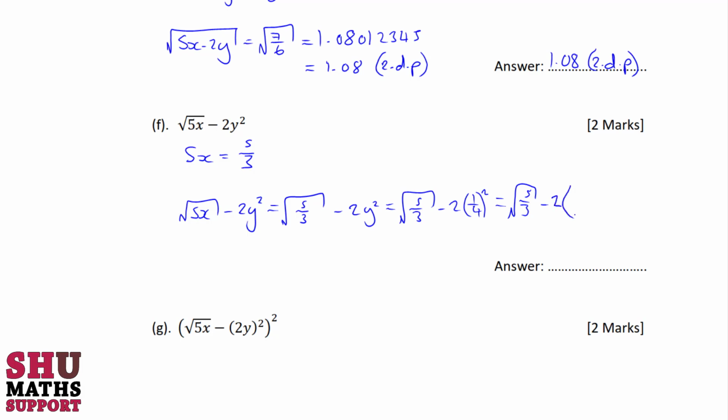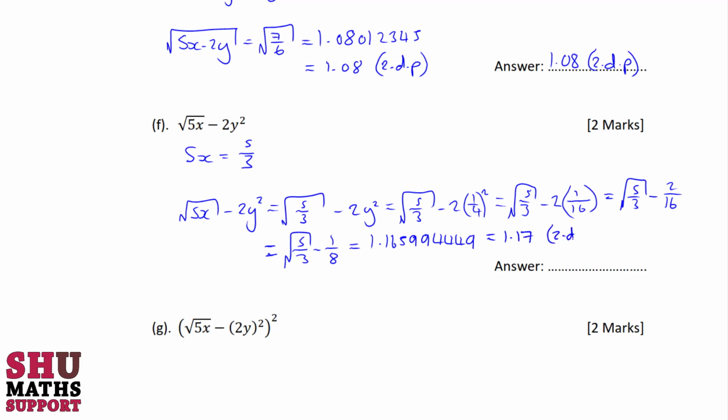Then this is equal to the square root of 5 over 3 minus 2 times, and then we have a quarter squared, so we can just square the numerator and square the denominator. So 1 squared is 1 and 4 squared is 16. So we have 2 times 1 over 16. Then this is equal to the square root of 5 over 3 minus 2 over 16. And then we can simplify 2 over 16 to get 1 over 8. So we have the square root of 5 over 3 minus 1 over 8. And then in the calculator, this says that we have the following, which we can round to 2 decimal places to get 1.17. So in our answer line, we want to put 1.17 to 2 dp.